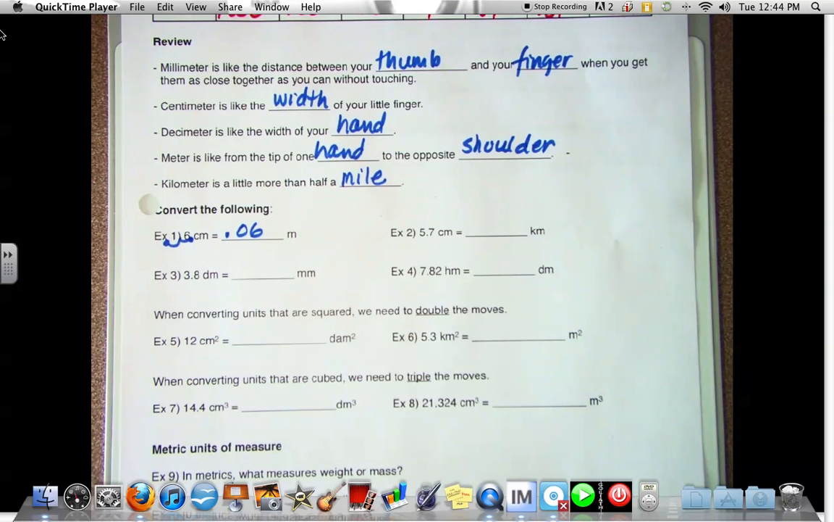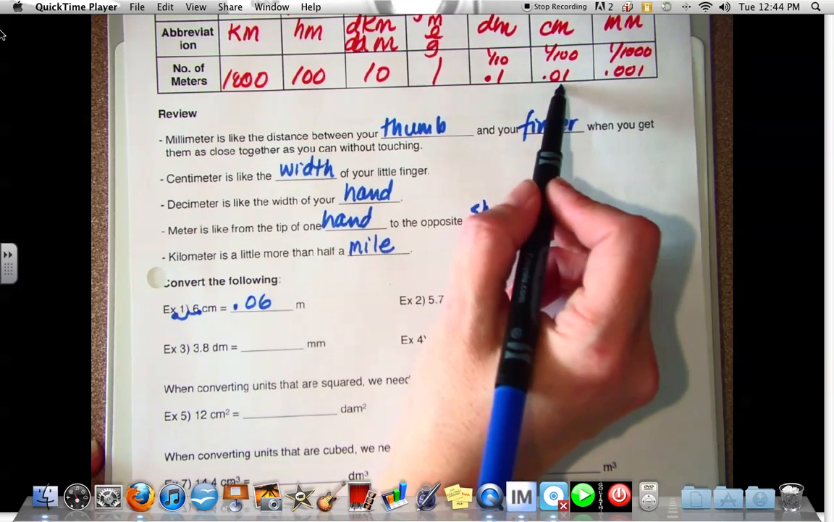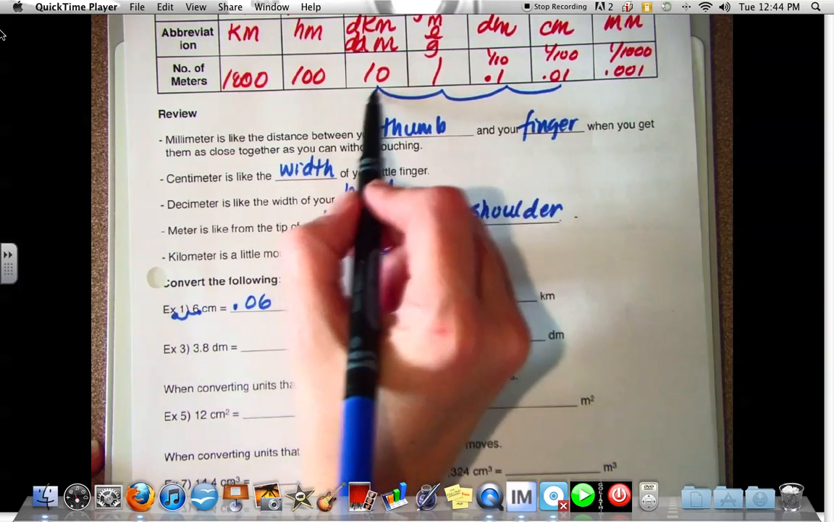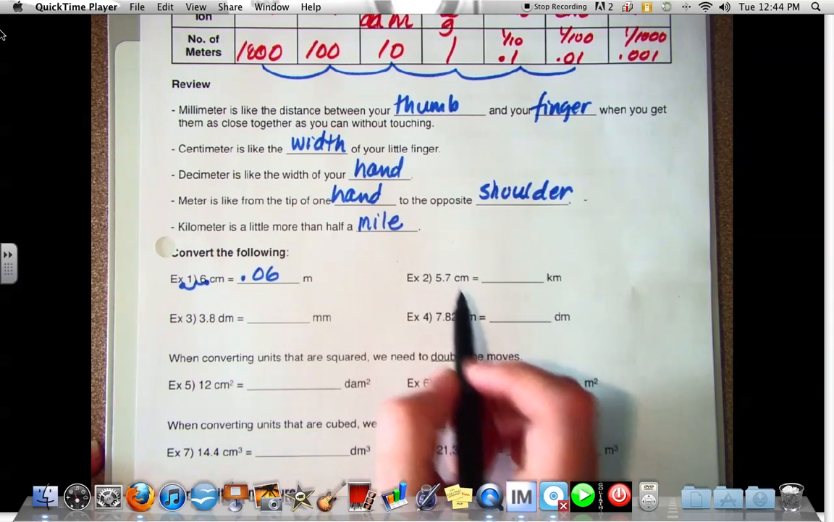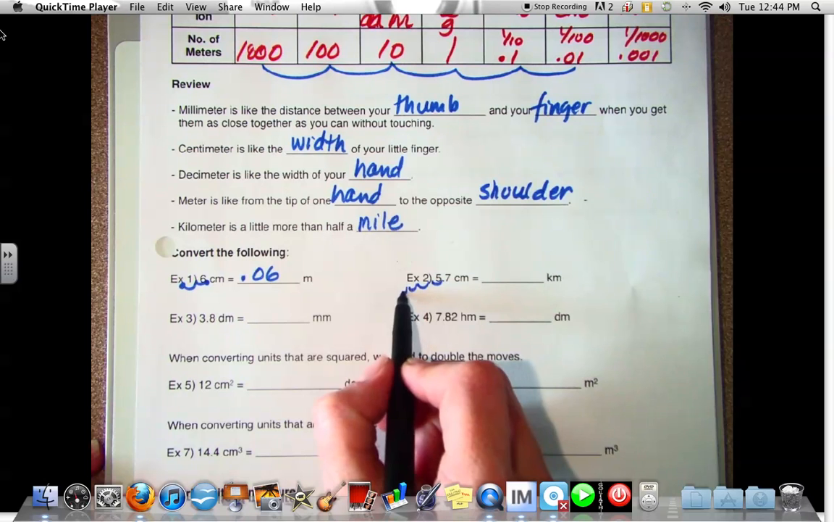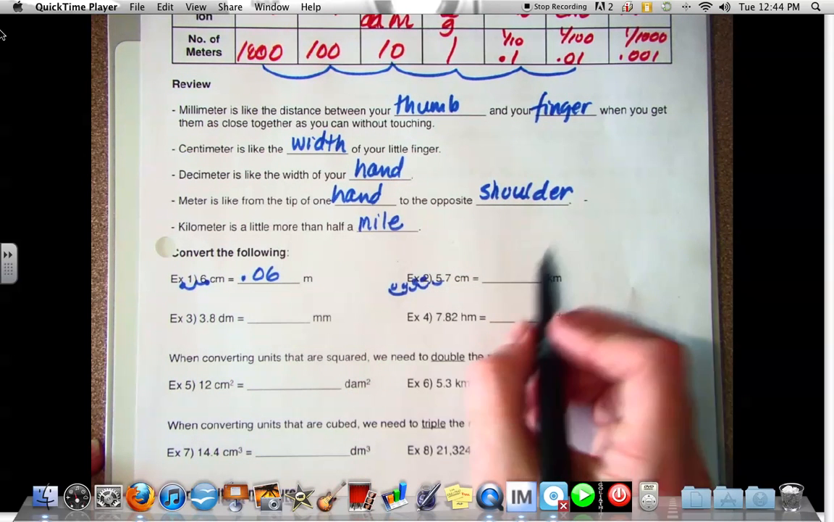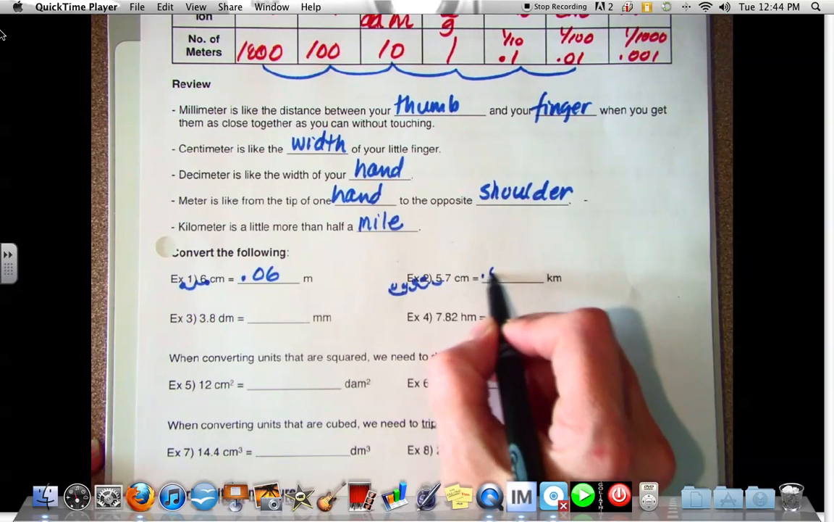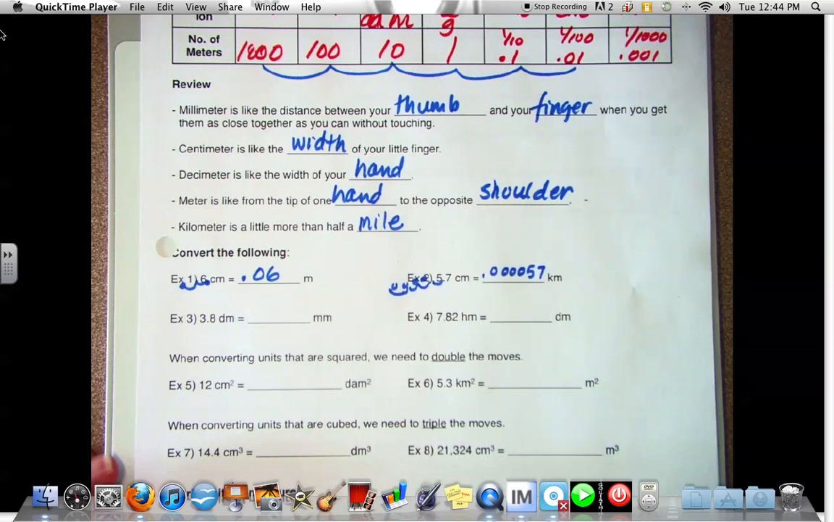All right, example 2, 5.7 centimeters. We need to change it to kilometers. So we're starting at centi, and we have to take 1, 2, 3, 4, 5 hops to the left. So now we're given the decimal. We have to take 5 hops to the left, fill that all in with zeros. So we have 0.000057.